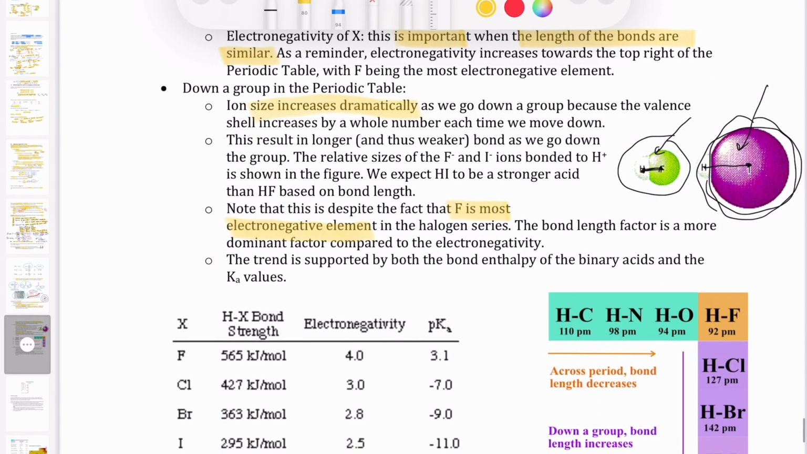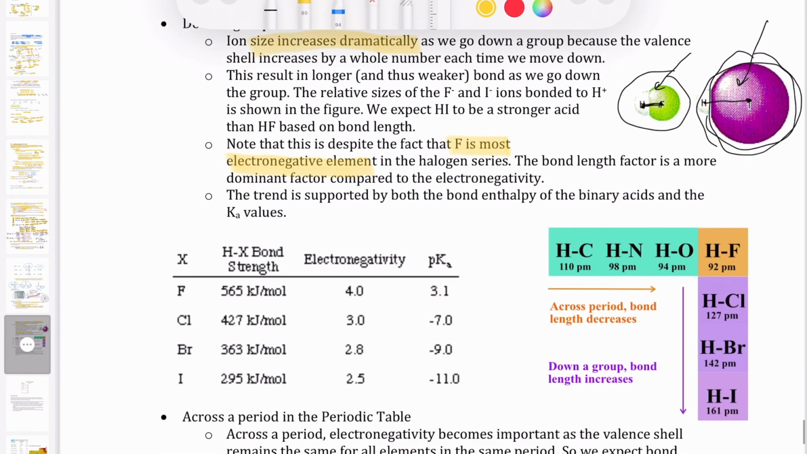Electronegativity will play an important role in other contexts when the sizes are about the same, but not in this case because the size is just so much different that it becomes the only factor that matters.